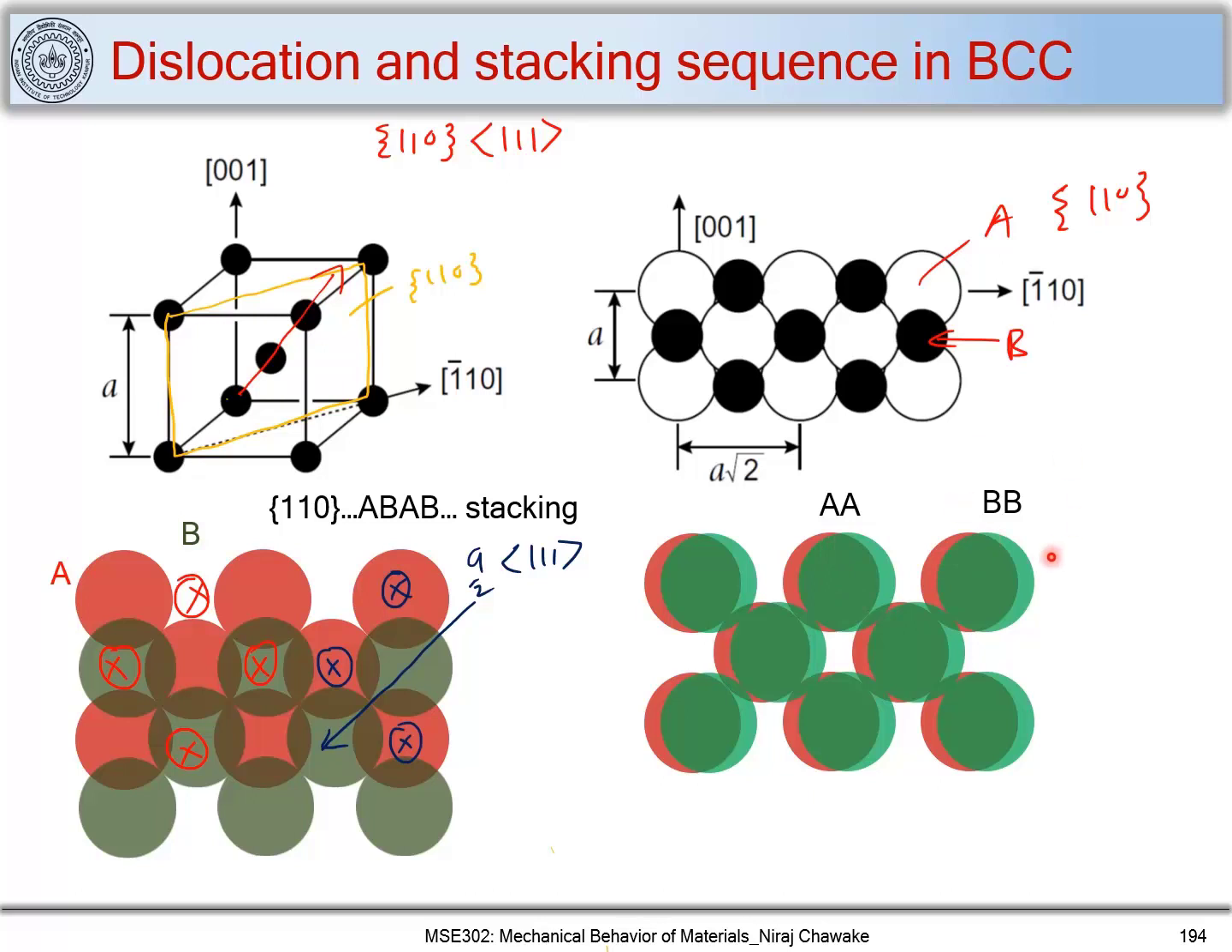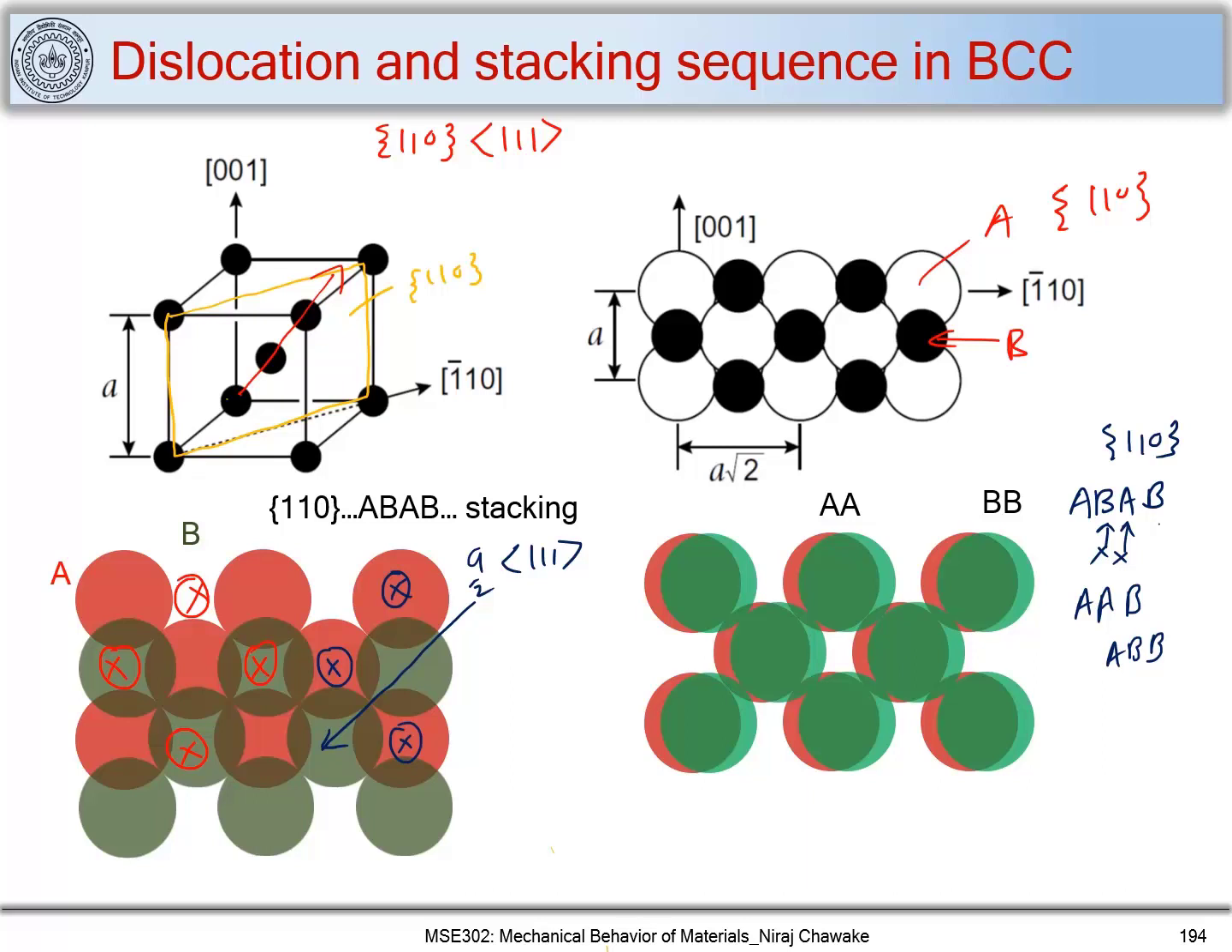So let's say I would like to create a stacking fault in this kind of {110} planes in BCC. What I can do is, let me write it down. So you have AB kind of stacking in {110} planes. So if I want to create a stacking fault, I will remove this layer or I will remove this layer. And thus if I remove the B layer, what will happen? We have this kind of stacking. Or if I remove the A layer, what will happen? We have this kind of stacking.